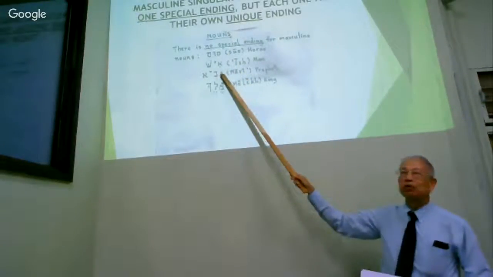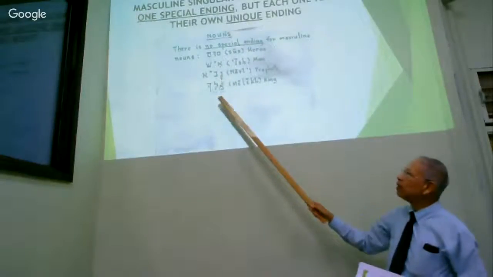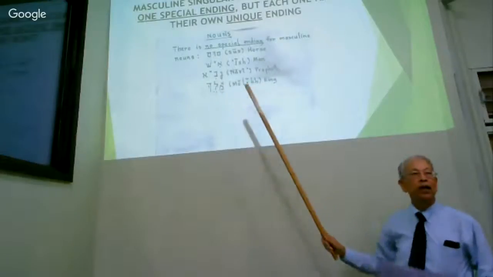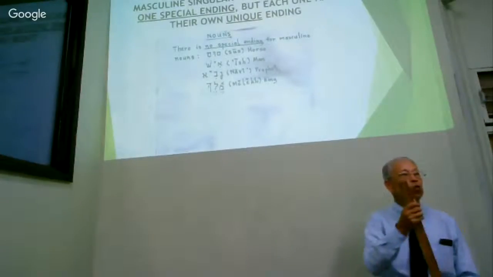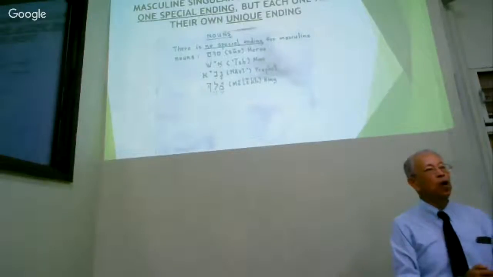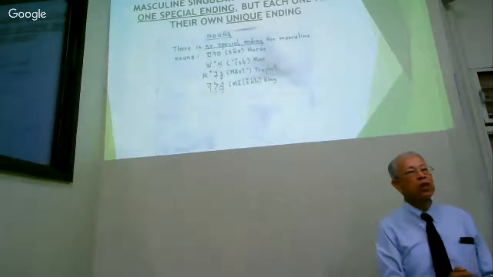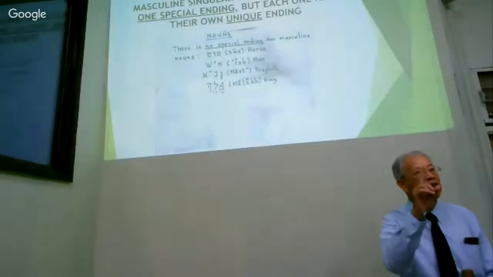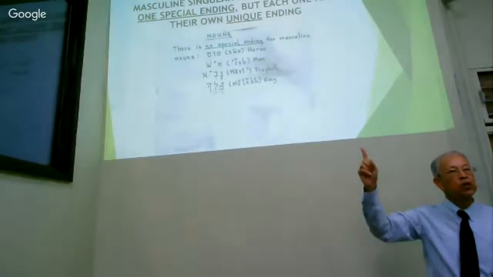Sus, Ish, or Navi, Melech, or Sus and Melech. Any 2 that you would like to put together to illustrate how masculine singular nouns have their own ending, not one and the same ending for each of them.